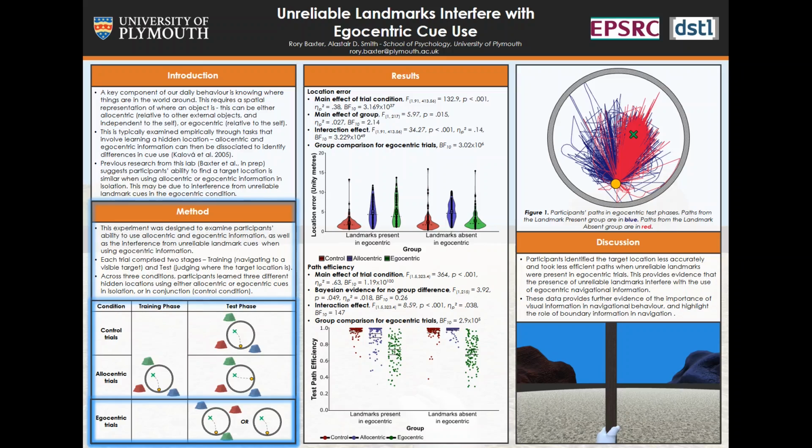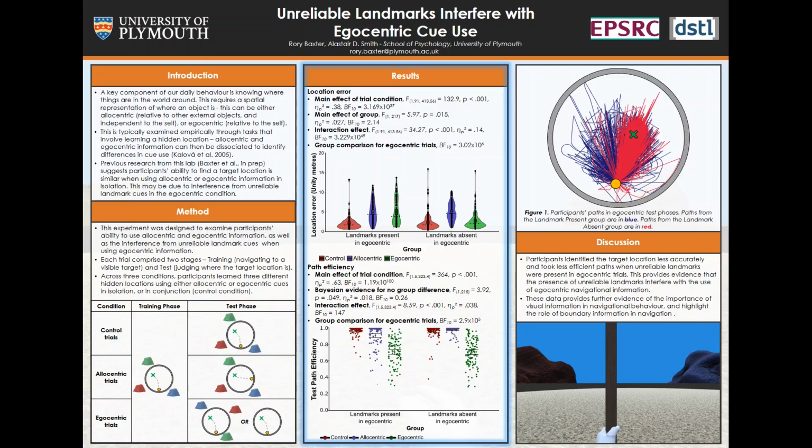For this condition, participants were assigned to landmark present or landmark absent groups. This directly tested the influence of allocentric landmark cues when they were irrelevant to task demands. The results in the controlled and allocentric conditions replicated our previous findings. Participants were most accurate in the control condition and demonstrated the greatest error in the allocentric condition. There were, however, group differences in the egocentric condition, with participants in the landmarks absent group finding the hidden location more accurately than those in the landmark present group.